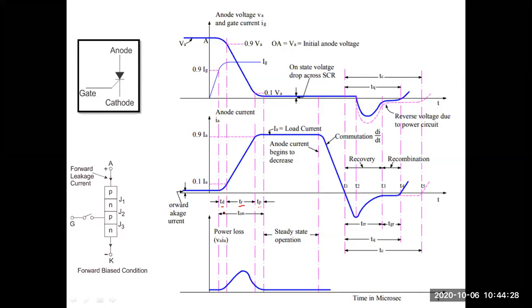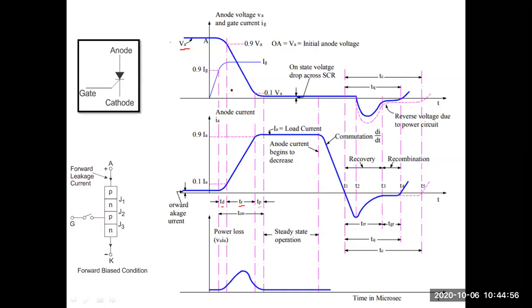So how can we define the delay time? We can define it in terms of anode voltage, gate current, and anode current. So delay time can be represented in any of anode voltage, gate current, or anode current. As we have discussed in the BJT, MOSFET, or IGBT, similarly here also we are going to define it.